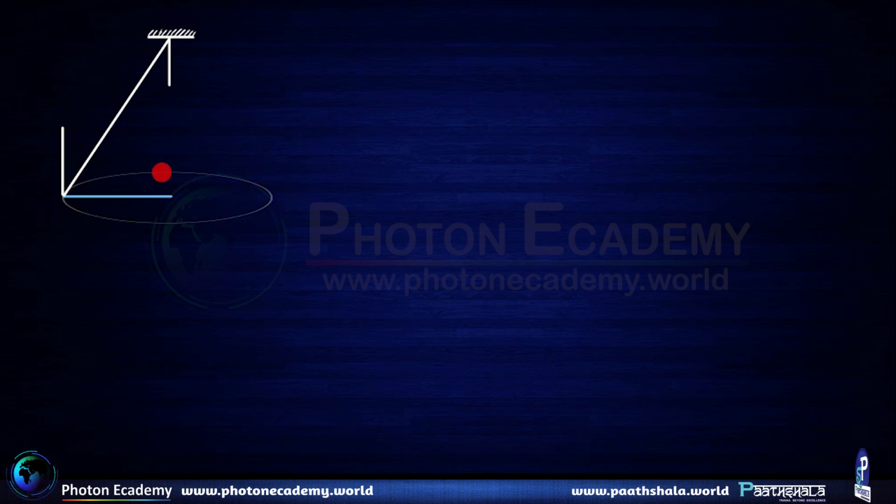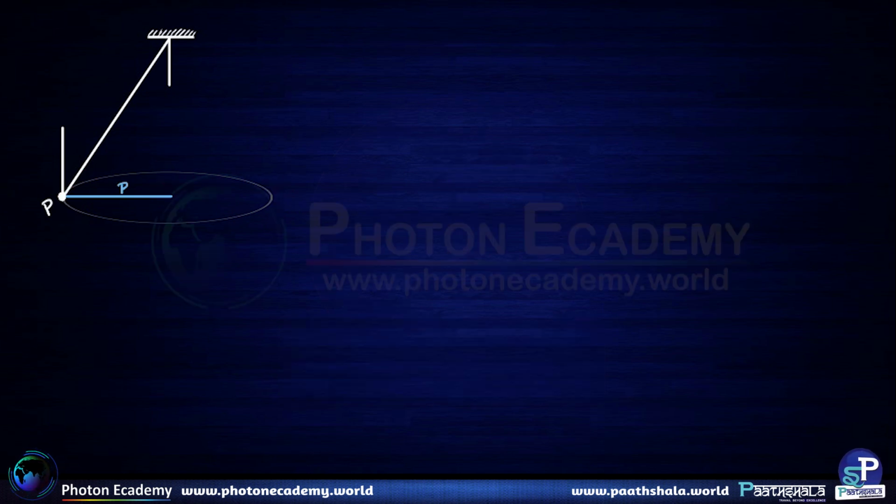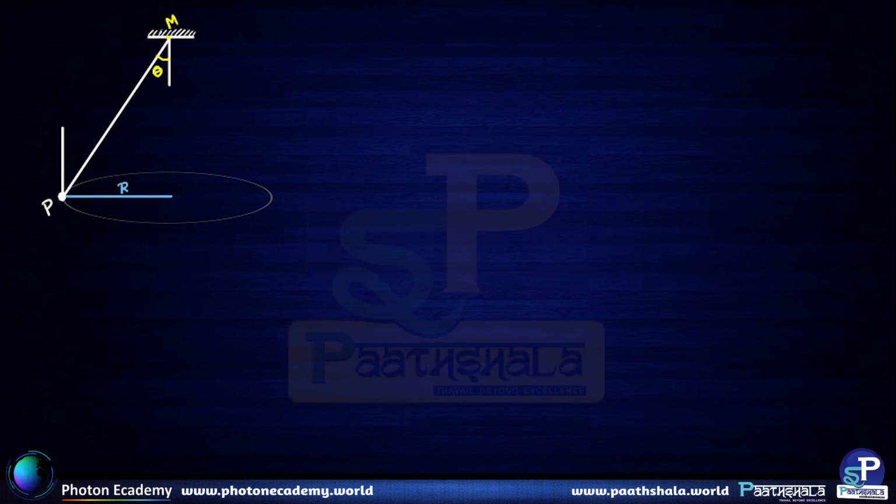This horizontal circular motion is supported by one single string. This is the string of length L, and this string happens to be massless compared to the mass of the particle. So this is the particle, let us say P. This particle P is performing horizontal circular motion as shown. R is the radius of this horizontal circle, and theta is the angle that the string joining the point P to the point, let's say M, makes with the vertical. So by alternate angles, this angle is also going to be theta.